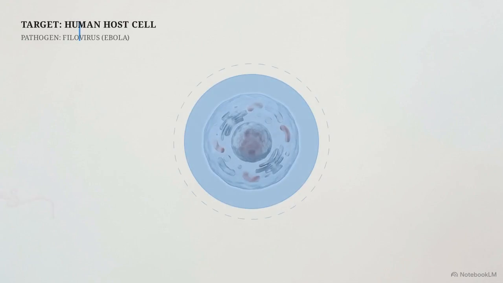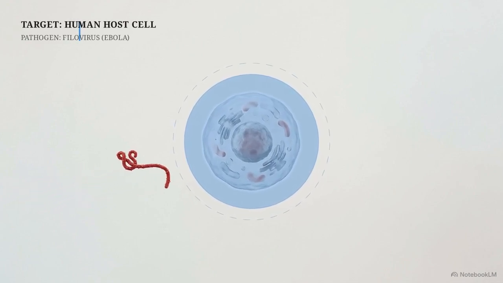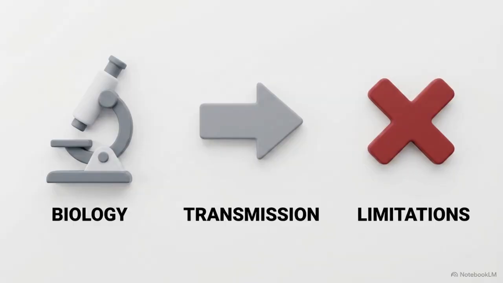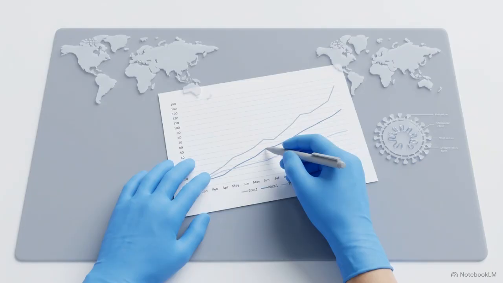To understand how to control this virus, we must first examine its precise biological mechanisms. We have to look at what it actually is, how it moves, and critically, what it cannot do. Isolating the physical structure and mapping the transmission of the virus allows healthcare systems to treat Ebola as a biological challenge with specific, targeted solutions.